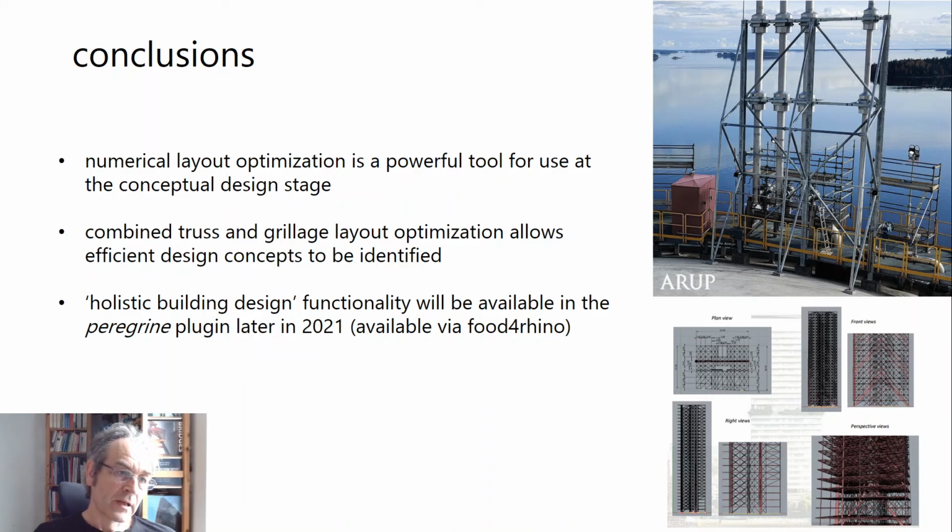So wrap up, numerical optimization is a powerful tool for use at the conceptual design stage. We can combine truss and grillage optimization to allow efficient design concepts to be identified. And if you're interested in trying this functionality, it's available in the Peregrine, or will be available in the Peregrine plugin later in 2021. The structure on the top right shows an early application of optimization in practice by our colleagues at Arup. The structure on the right is some of the examples that we're currently looking at with the new Peregrine functionality. So potentially we can solve much more complex problems than the ones that we've looked at in this presentation today.